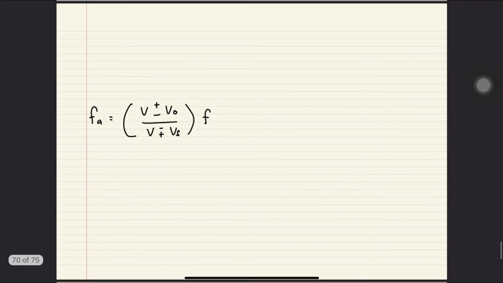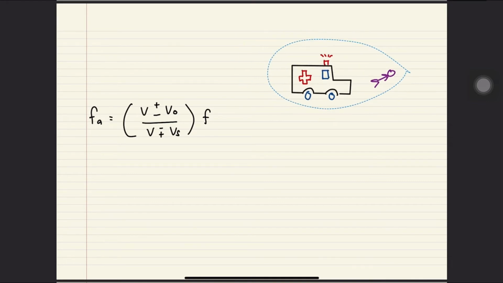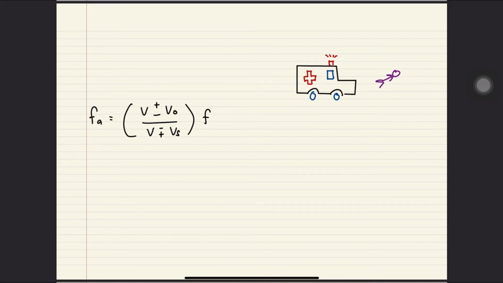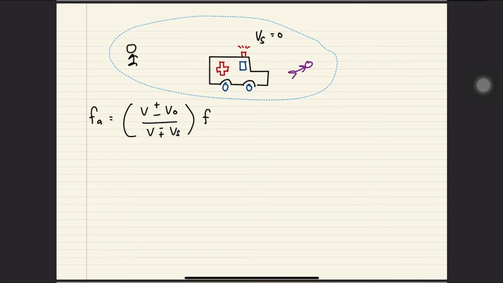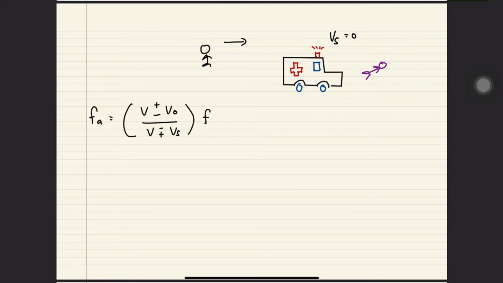Okay, now next part, let's say now the ambulance is stationary. You have a medical assistant trying to revive that person, for example. So V source is equal to 0. Now you are being like a typical Malaysian. You're running towards the ambulance because you want to see what happened, right? And let's say your V is equal to 2 meters per second.